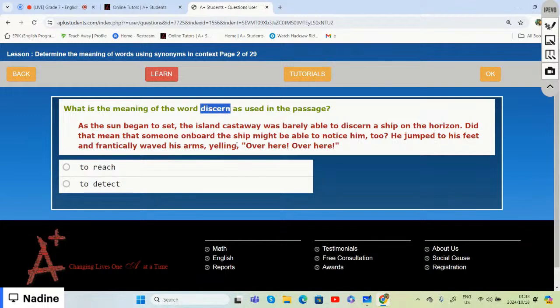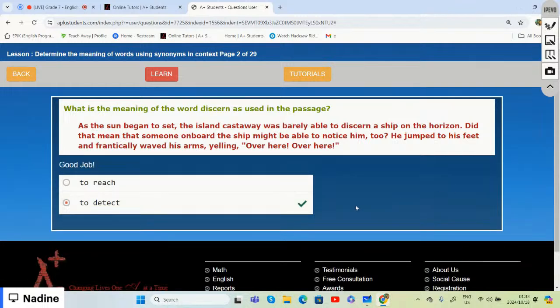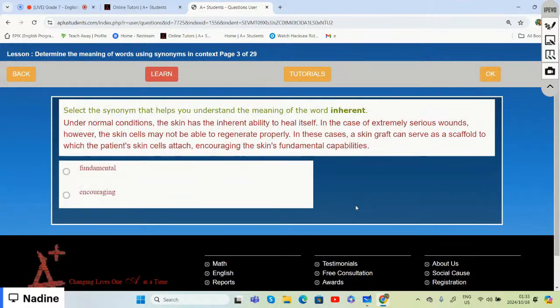All right. And if we were to select the meaning of the word discern, then we can say it is to detect. Because if you notice something, that is to detect something. To notice something is to detect something. So well done. Detect is correct. Well done.